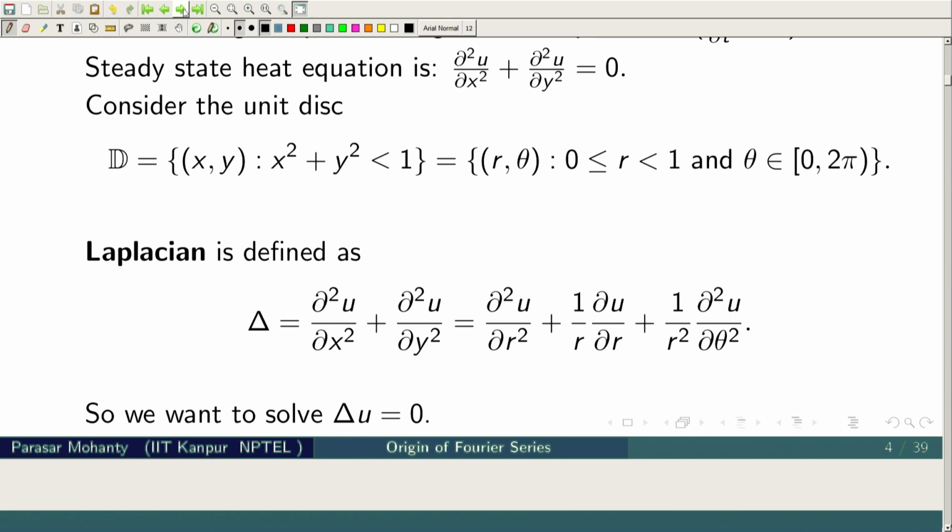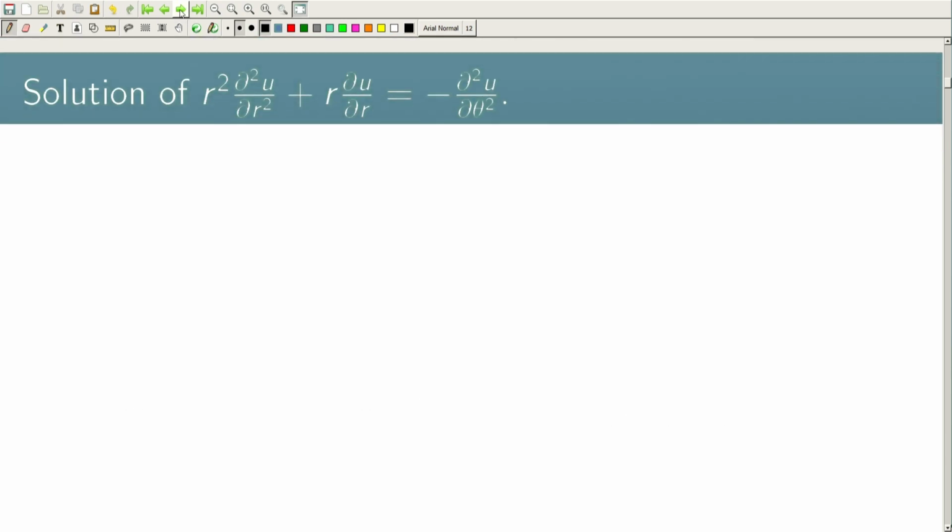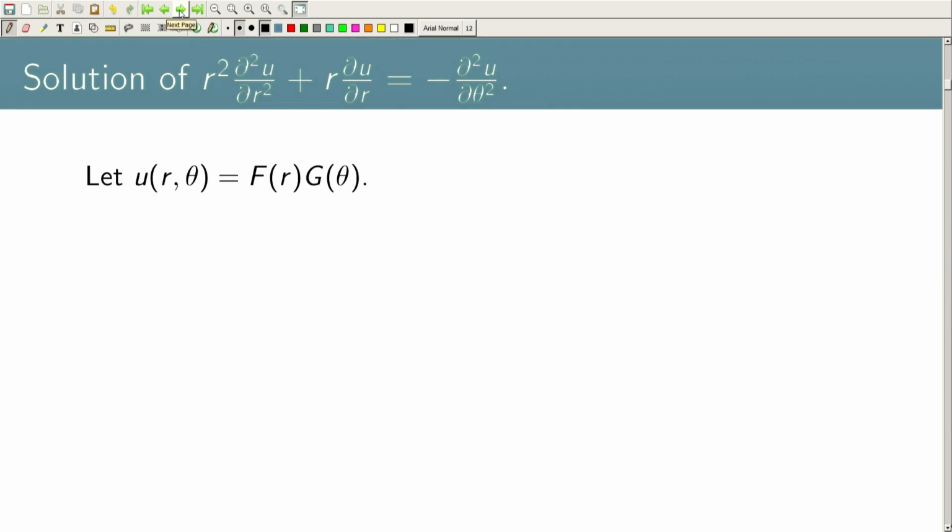Okay, now that is the problem we want to solve. When delta u is equal to 0, in polar coordinates we see that del square u by del r square plus 1 by r del u by del r is equal to minus 1 by r square del square u by del theta square. If you multiply by r square on both sides, you get this equation. Now let us attempt to solve it using separation of variables.